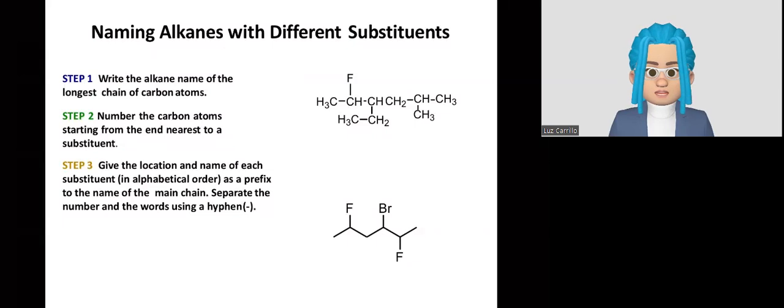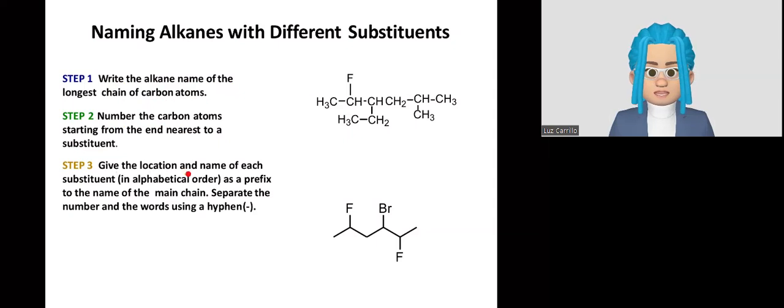When we have alkanes that have different substituents, the first 2 rules are going to be very similar to what we explored before. We're going to write the alkane name of the longest chain of carbon atoms, meaning the parent chain. Then we're going to number the carbon atoms starting from the end that is nearest to a substituent.